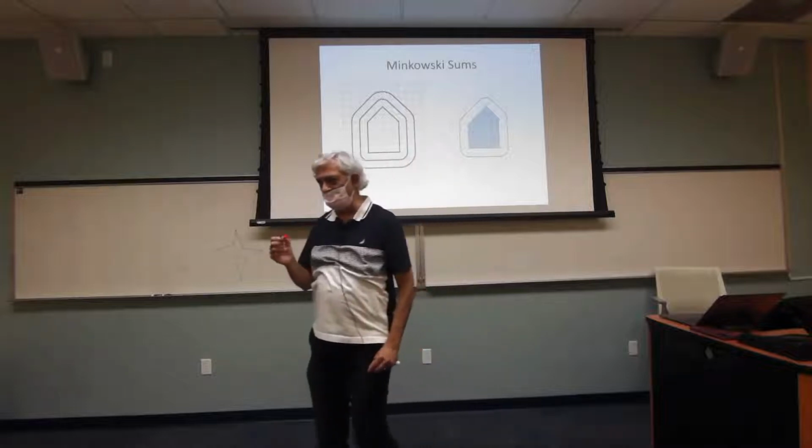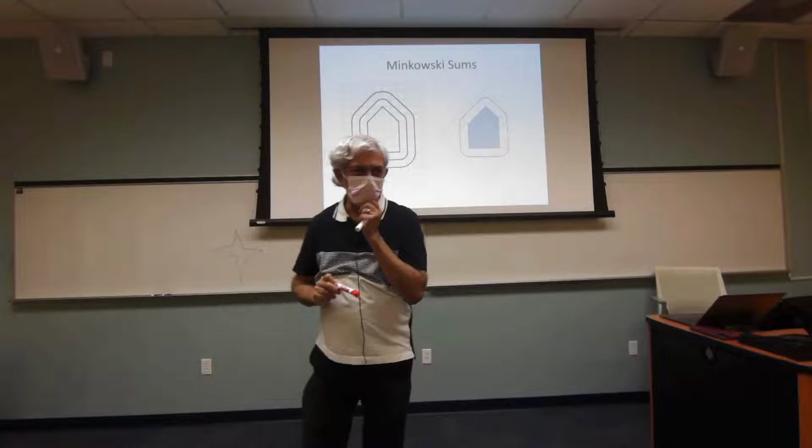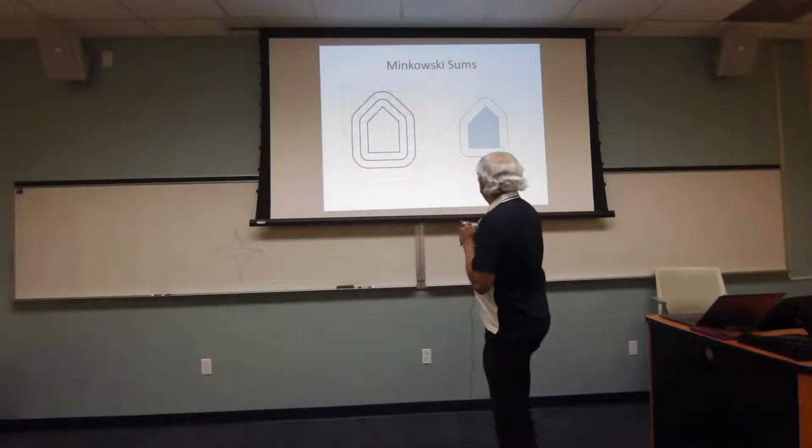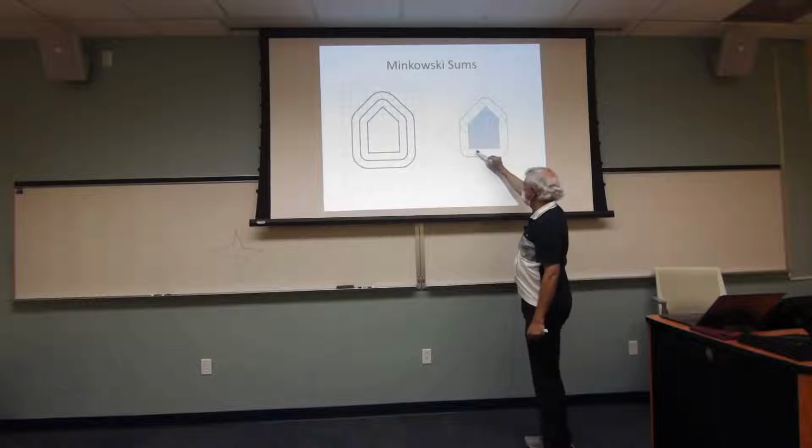Is this starting to make sense? You were going to say something? Okay. So this is called a Minkowski sum between this polygon and this circle.